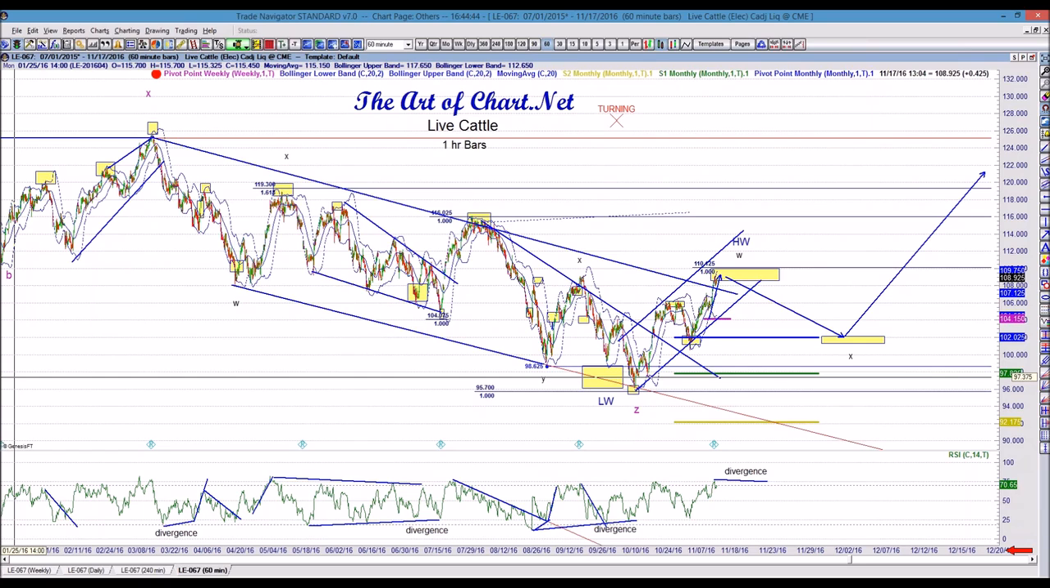So, Jack, anything else you want to cover? No, not on this. I've got some stuff to say on Fibonacci's. Okay. You want me to throw it over to you? Yeah, throw it over. Okay.